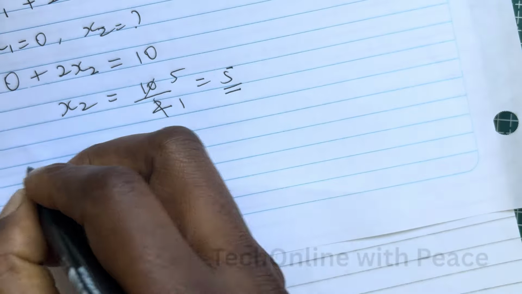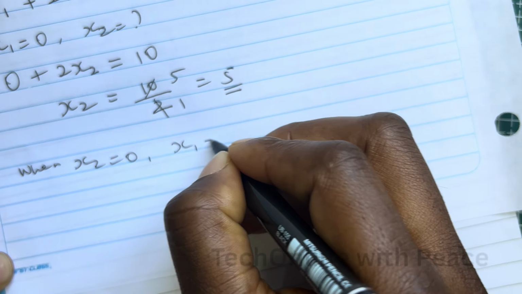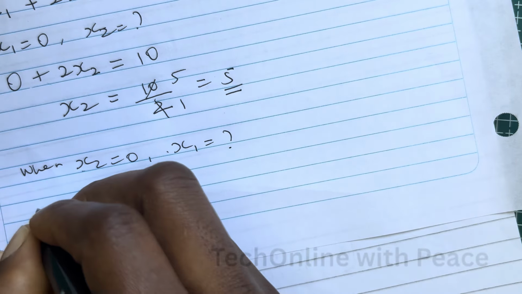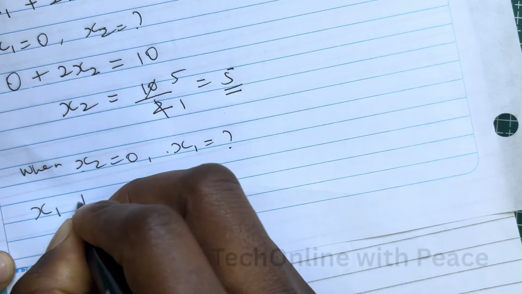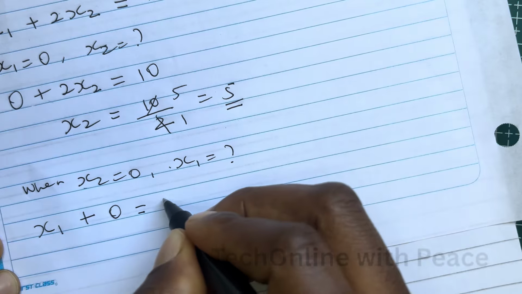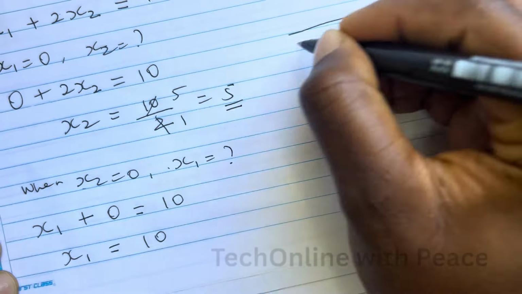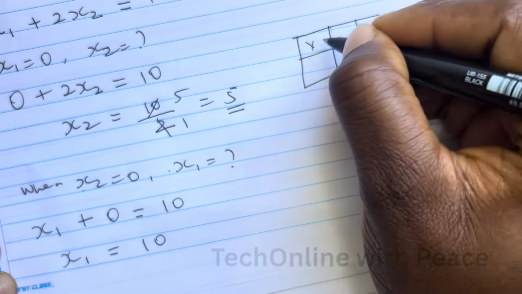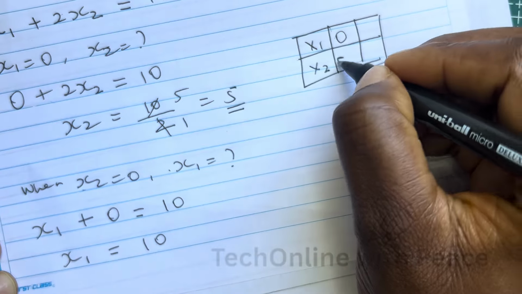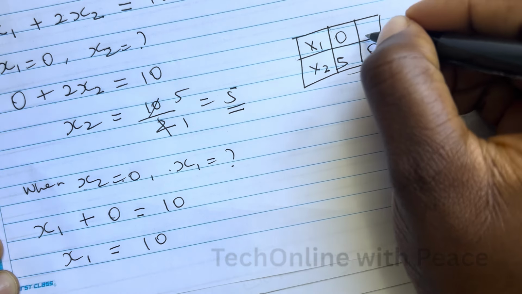We also consider that when x2 is 0, what will be the value for our x1? We are going to substitute these into the equation, which will give us x1 plus 0 equals 10. Therefore, x1 is equal to 10. And we represent that here. We have when x1 is 0, the value for our x2 is 5. And when x2 is 0, the value for our x1 is 10.